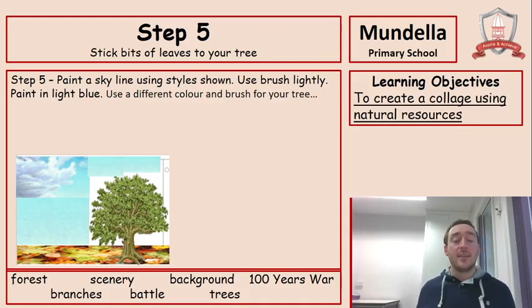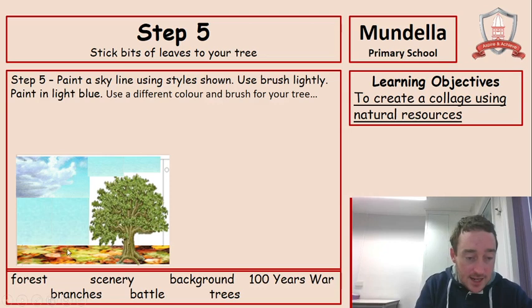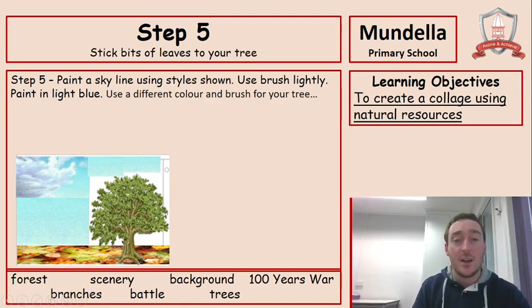Okay, and that is the last step on our journey. You should be looking at something with leaves at the bottom here, an oak tree on one side with leaves and little scrunched up balls on the outside and branches, and then our skyline, which will be in light blue.